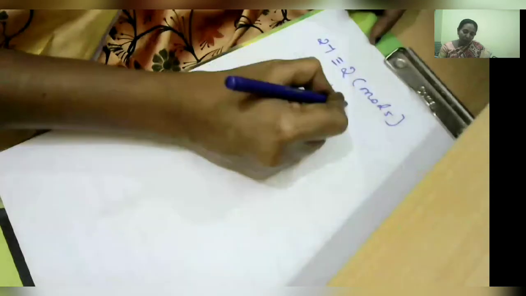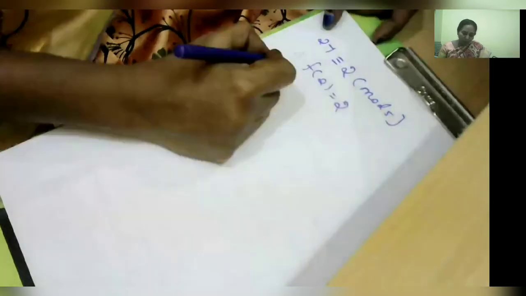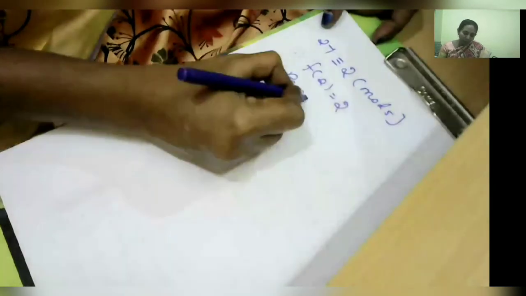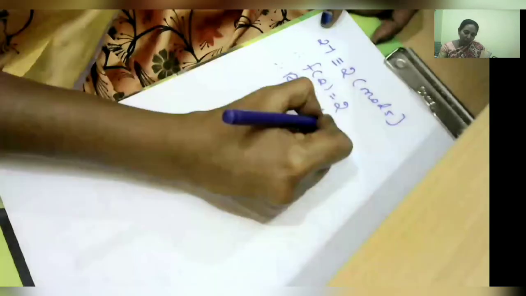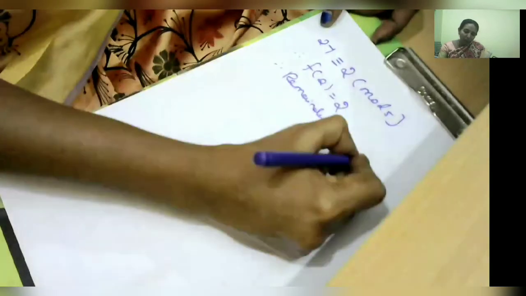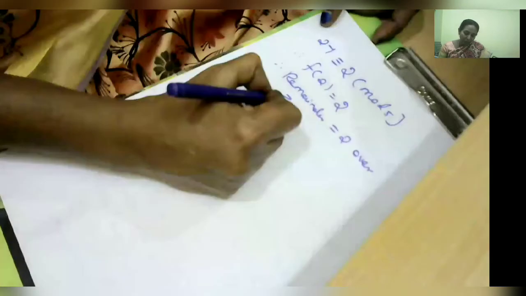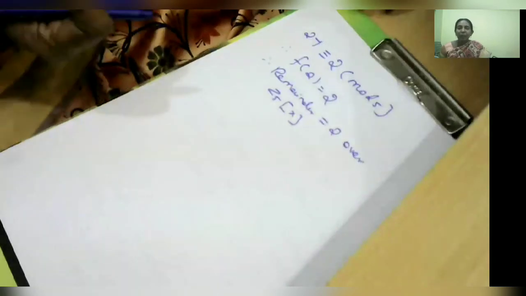So what is the answer for f of 2 now? It is changed to 2. Therefore the remainder is equal to 2 over Z5 of x. This way we can calculate the remainder when a polynomial is divided by a factor.